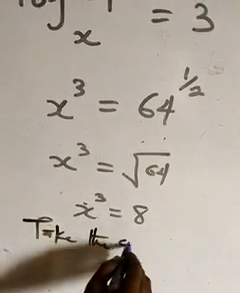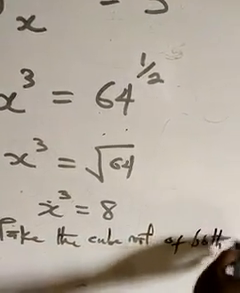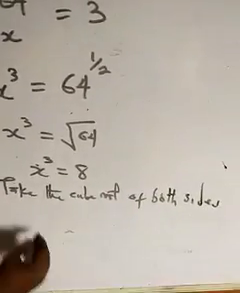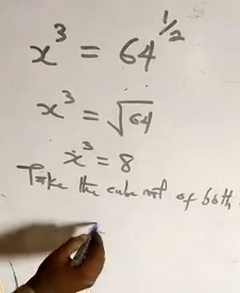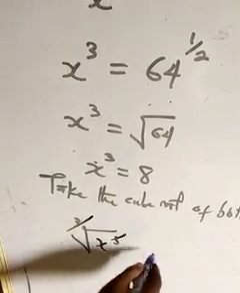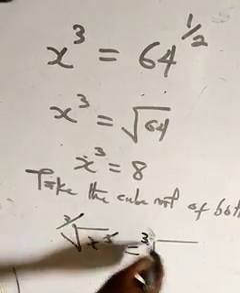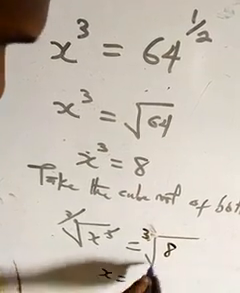Take the cube root of both sides. Now if you take the cube root of x raised to the power 3, this cancels this, equals cube root of 8. x equals cube root of 8, which is what? 2.